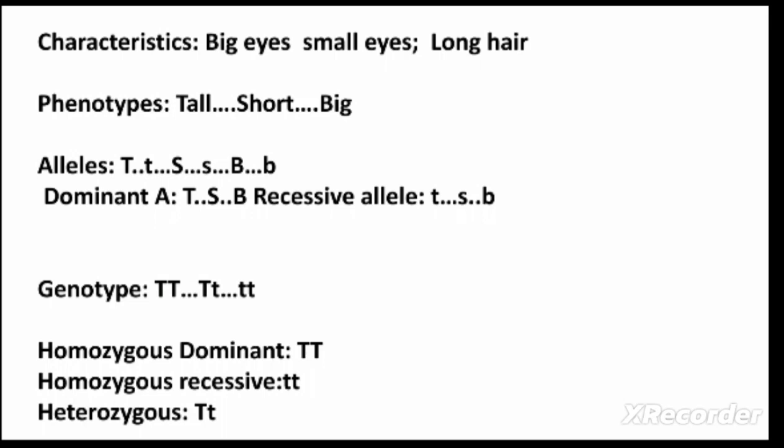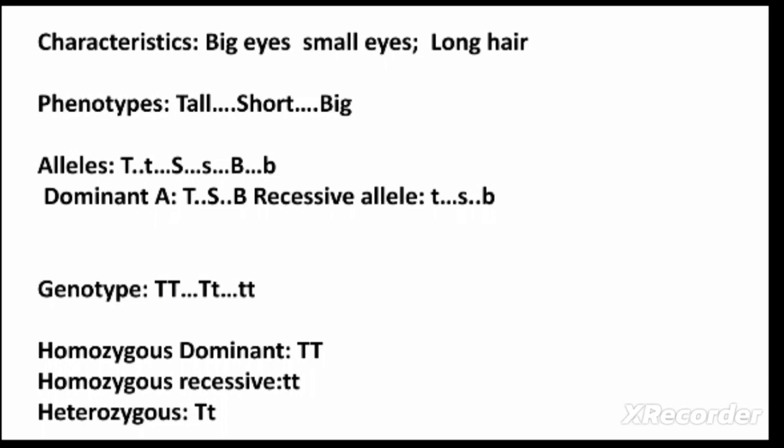Now we have homozygous recessive. Homozygous means the same, recessive means small letters. Same small letters, homozygous recessive. Hence we have small letter t, small letter t. Heterozygous is different. It is a capital letter and a small letter of the same letter, for example, capital letter T and a small letter t. Other genotypes that can be in heterozygous condition are capital letter S and a small letter s, or a capital letter B and a small letter b.